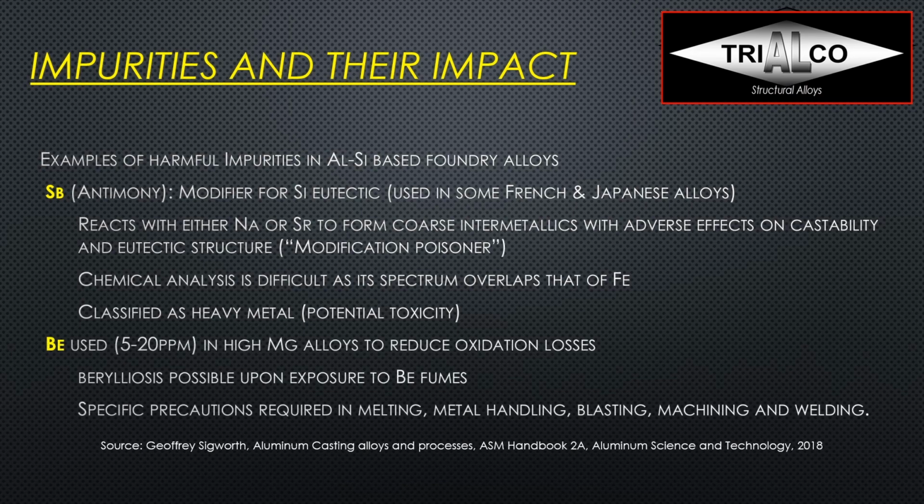Beryllium, usually used in very small portions, often 5 to 20 ppm in high magnesium alloys to reduce oxidation losses. Some people are concerned about potential berylliosis risk if exposed to beryllium fumes or dust. Therefore, some people will put a specific limit, very low ppm, for beryllium.